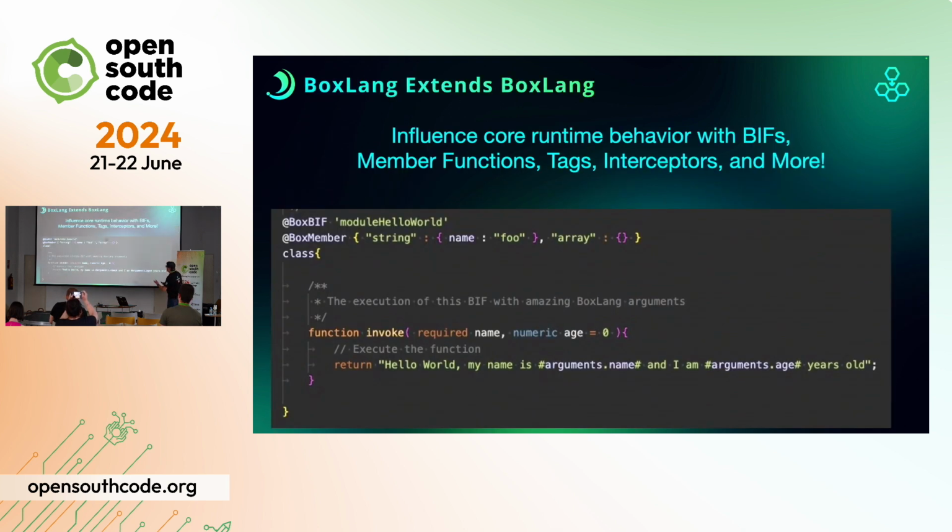Here's an example of creating a function that will be available for the entire language. This is a BX class, remember we talked about? It has two annotations, one called boxBiff. This means that this is going to be a function, and this is the name of the function, module hello world. And then I can even create member functions, and I can say, box member, I want you to attach into strings, any string that's defined in the language, a new function called foo.